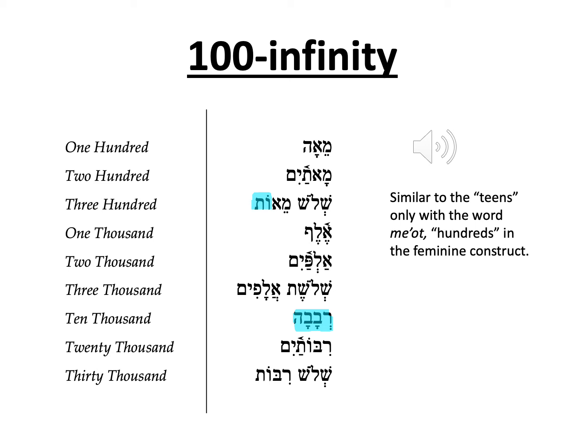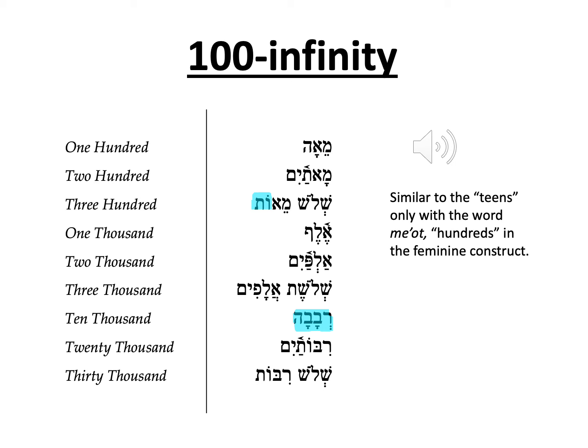The same is done with thousands. 1,000 is elef, 2,000 is alpayim, and 3,000, again, with the absolute noun placed into a masculine plural form, alafim, similar to the way that we saw the numbers 20 through 90 formed, and placed with the cardinal number, this time in the feminine construct, because the previous number will be the opposite of the absolute noun, similar to the way that numbers 13 through 19 were formed.